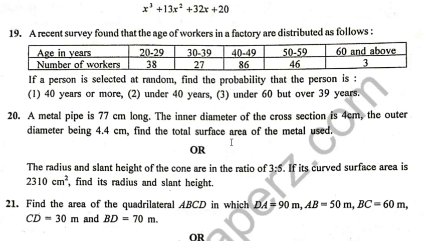So your metal piece is hollow cylindrical in shape. Inner diameter is different, outer diameter is different. Diameter means it is some circular part and its length is given, so it is a hollow cylinder. So we have to find total surface area. Okay, so let us first draw the diagram. 77, 4 and 4.4.